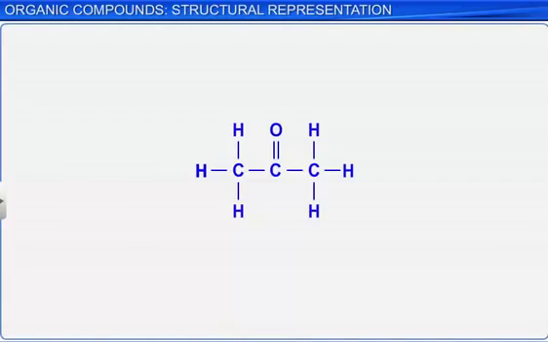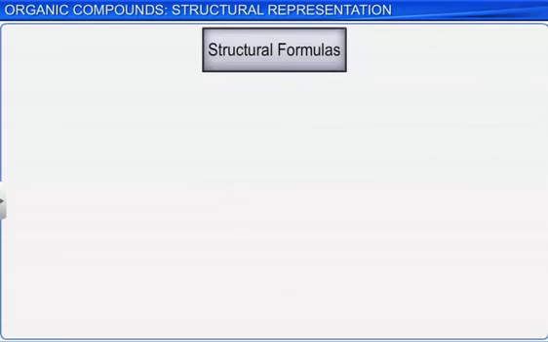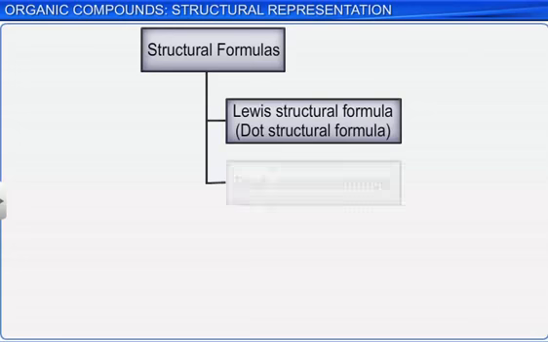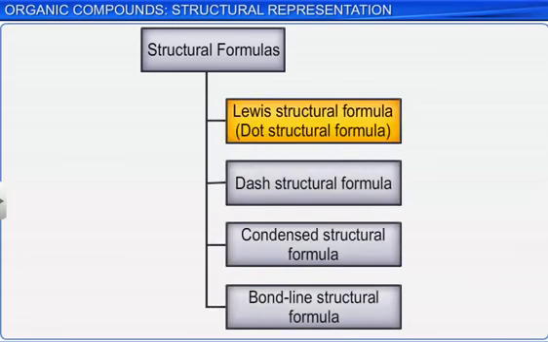A chemical formula which represents the arrangement of atoms in a molecule is called the structural formula of a molecule. The various structures of organic compounds can be represented in 4 different ways. They are Lewis structural formula or dot structural formula, dash structural formula, condensed structural formula, and bond line structural formula.